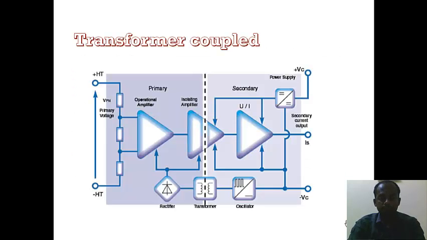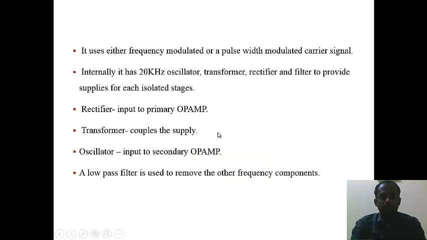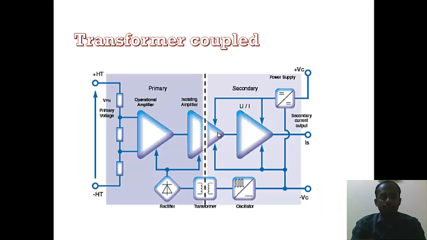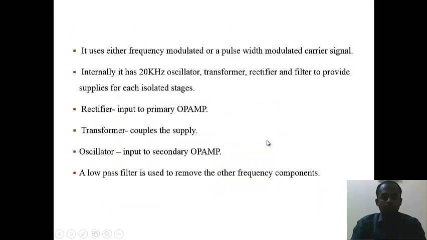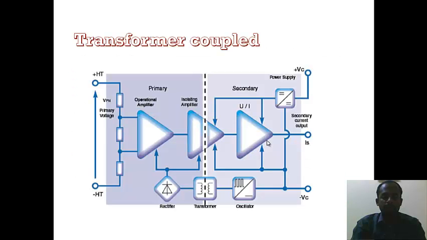As I told you, the oscillator and the rectifier provide power supply separately to these two parts. The rectifier provides input to the primary op-amp. The oscillator provides input to the secondary op-amp. Then the transformer couples the supply. Then a low-pass filter is used to remove the other frequency components.